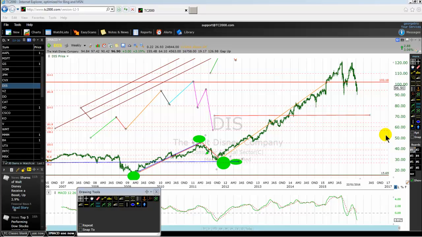How to use Andrew's Pitchfork tool to pinpoint reversal at the end of the motive wave.